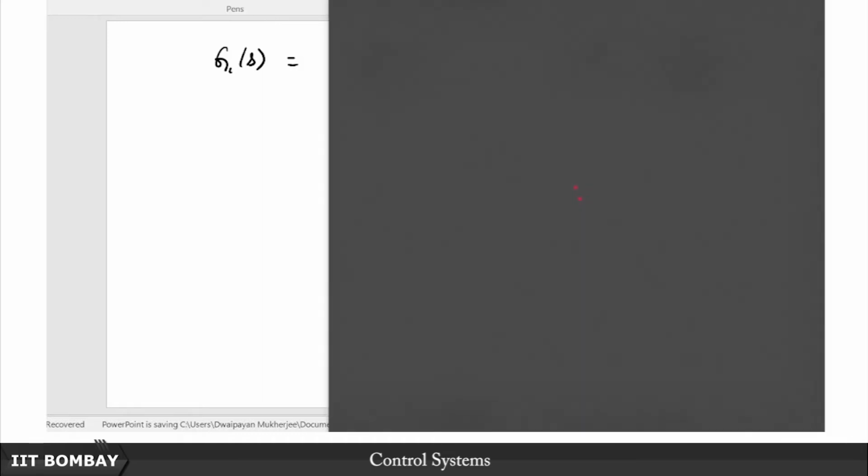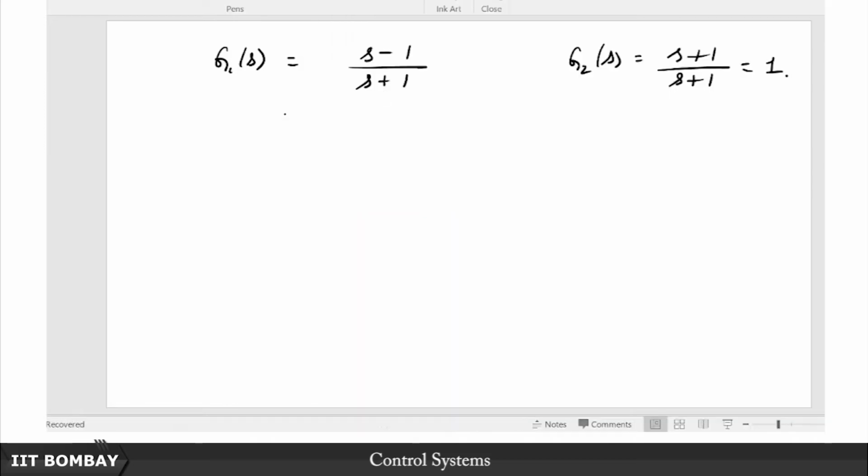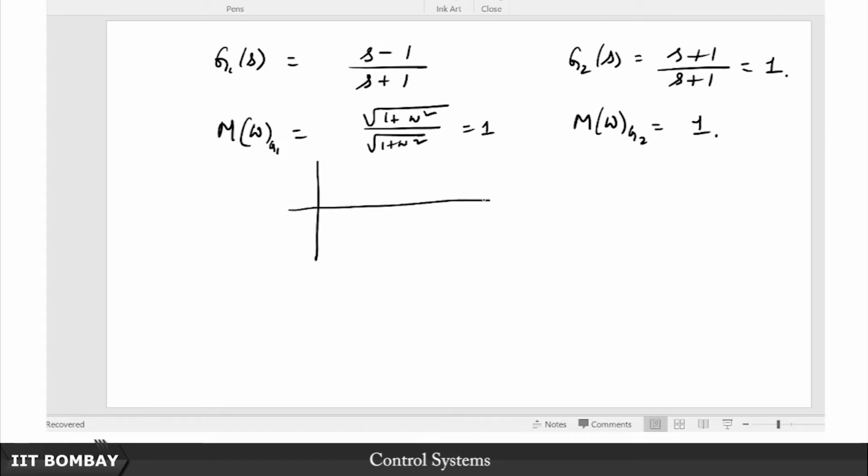Now, just think about it a moment here, and what you will realize is that if you think about the magnitude plot of g1 and g2, what is the magnitude plot of g1? Let us think. M of omega for g1 is equal to square root of 1 plus omega squared upon square root of 1 plus omega squared, which is equal to 1, and of course, it is only obvious that M of omega of g2 is also 1. So, if someone just gives you this plot, it could come from this system.